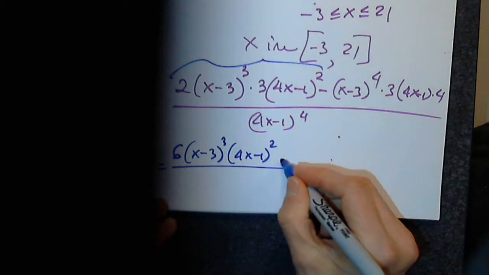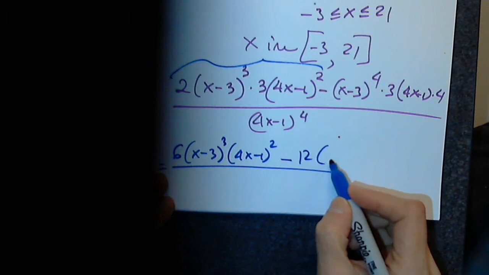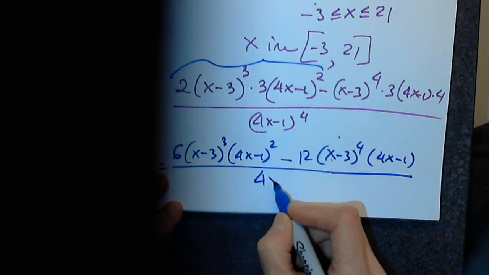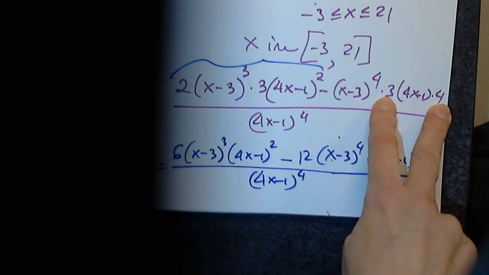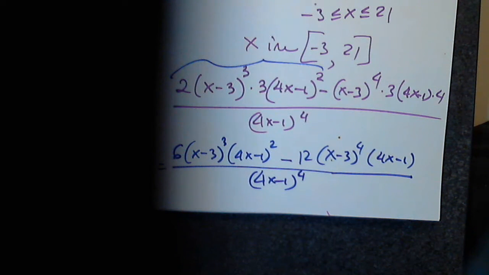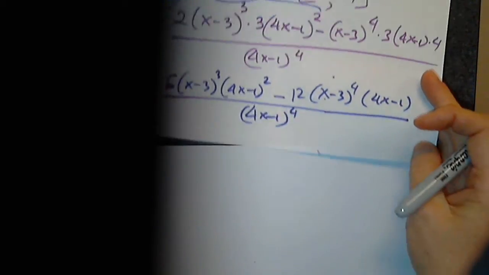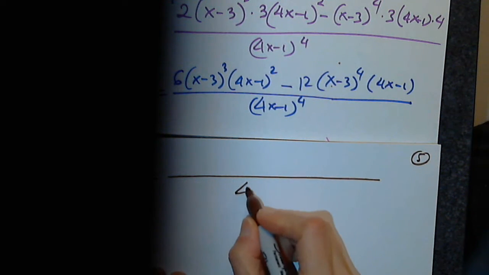Good. Now I'm here, minus 3. Careful, negative 3. Negative 12, yes. X minus 3 to the fourth and 4x minus 1 over 4x minus 1 to the fourth. Where did you get 12? 4. Oh, at the end. So now the second term is completely cleaned up. There is nothing I can do to it anymore. Okay, now I'm ready to go back to the top and decide upon the common factor or factors.